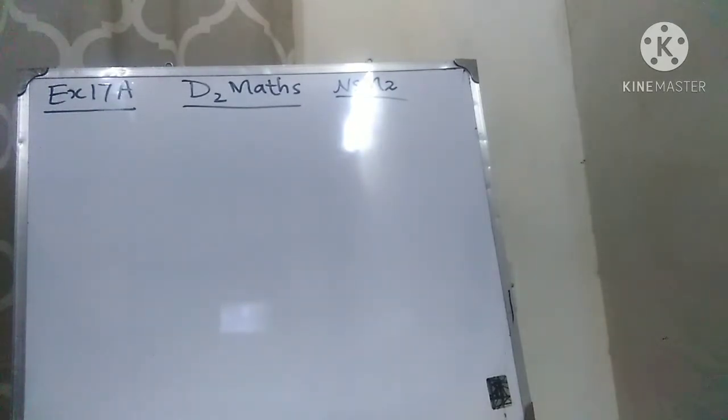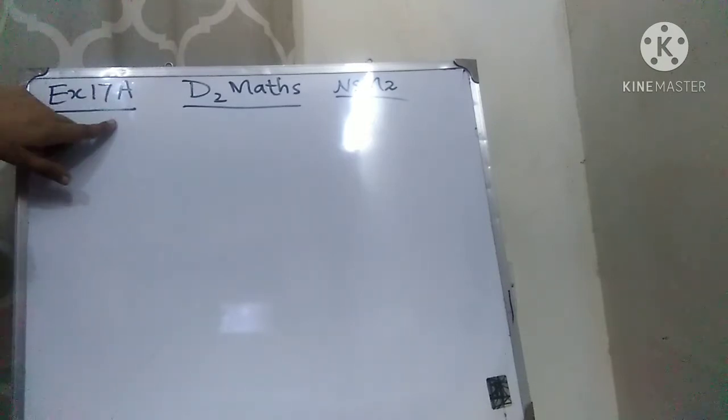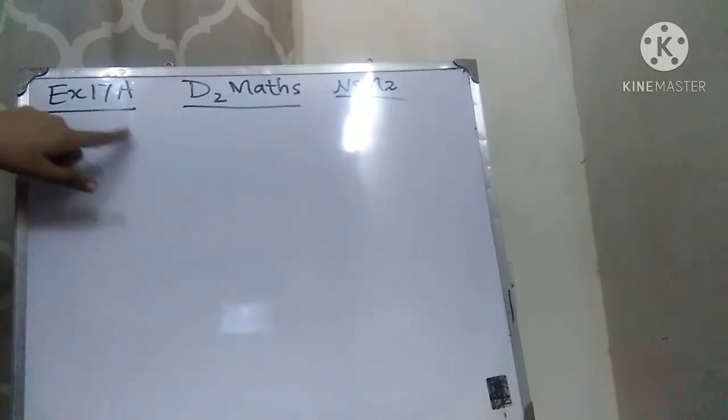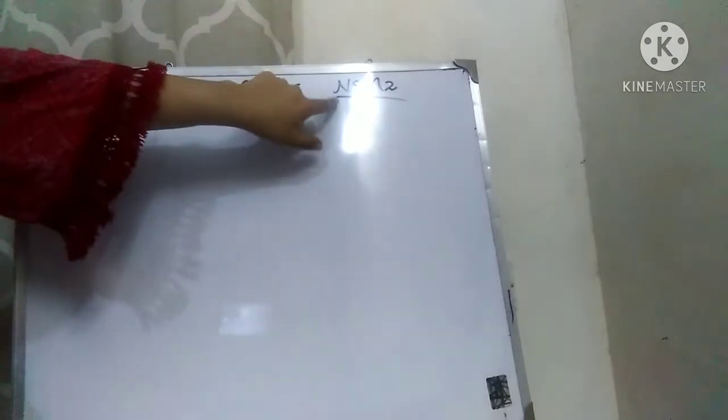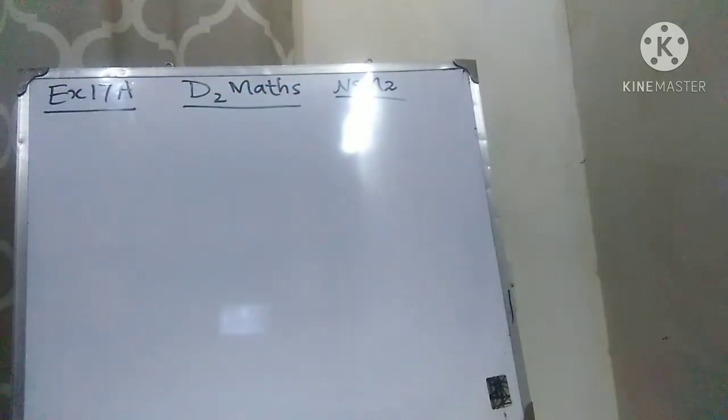Today our lecture is related to chapter 17, which is Statistical Data Handling. I'm going to explain you exercise 17A. Your book is D2 Maths, new syllabus Mathematics 2, new Oxford syllabus Mathematics 2. Students, I'm going to explain you question number 13.